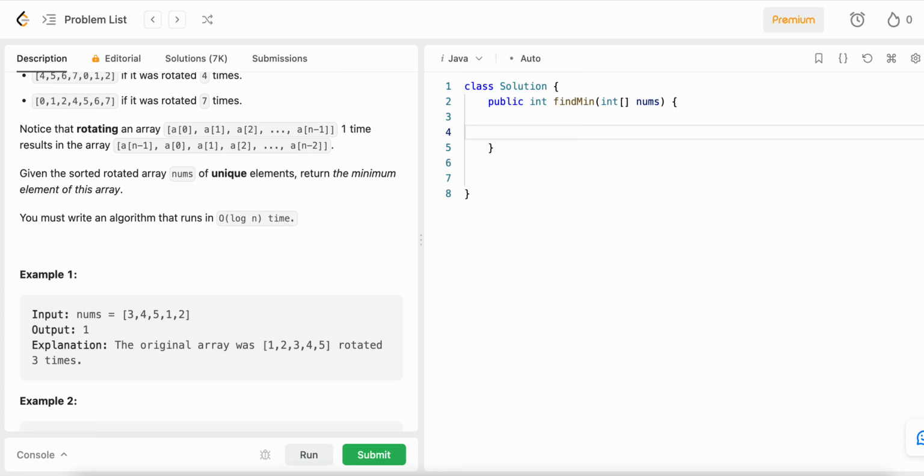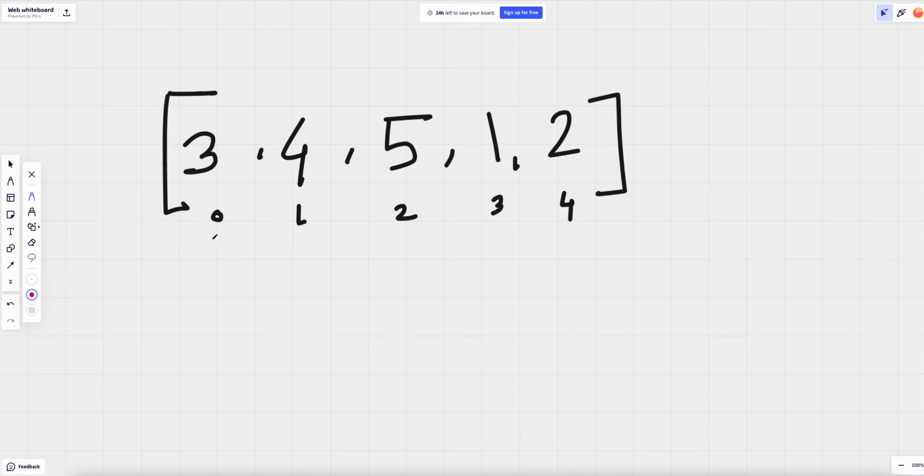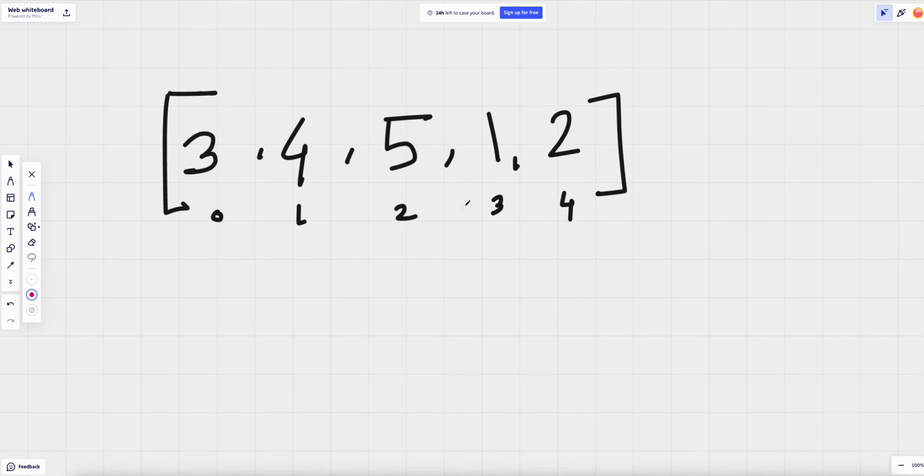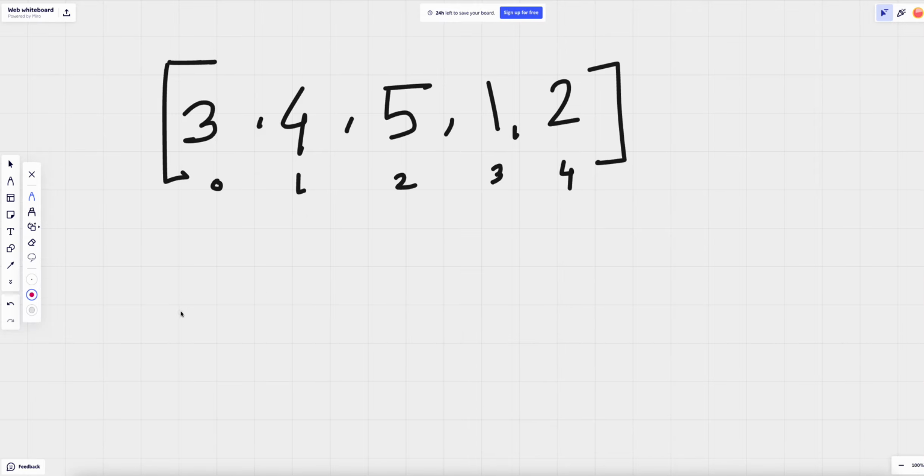If you see over here, this is our array 3 4 5 1 2, right? 3 4 5 1 2. So our minimum value is 1. If you see this array, what it is telling you is that the numbers are in increasing order, as we know. So this is our increasing order, and again this is our increasing order, right?